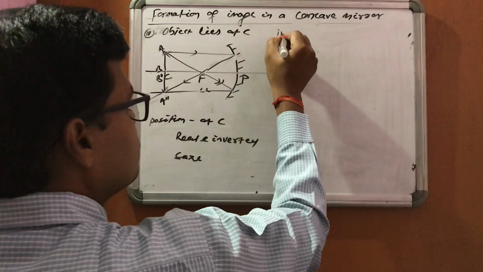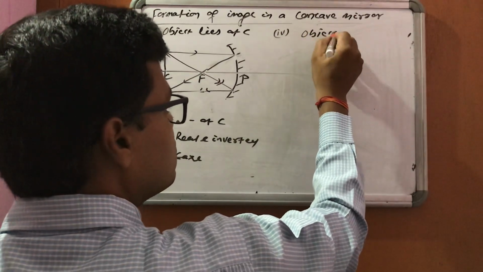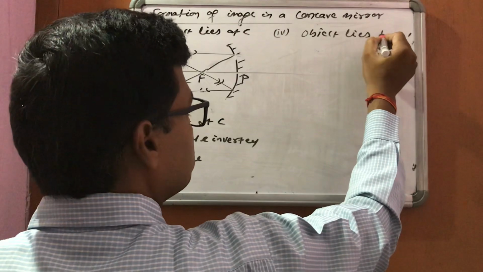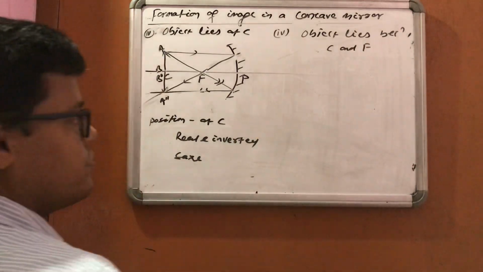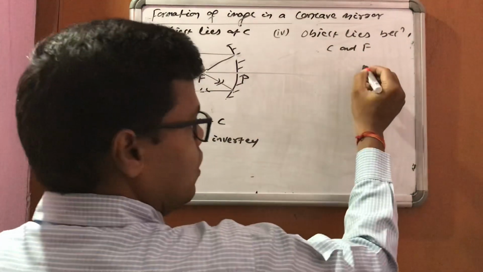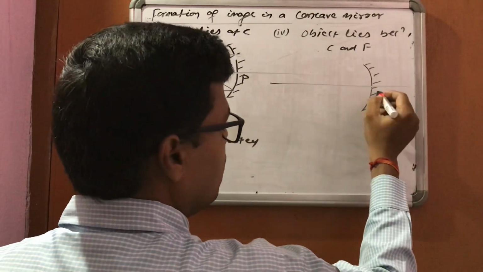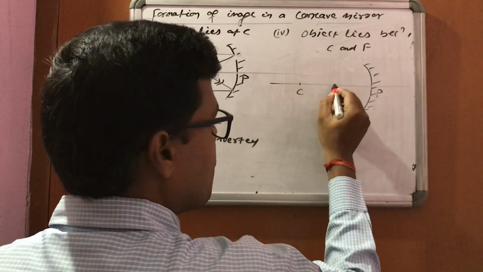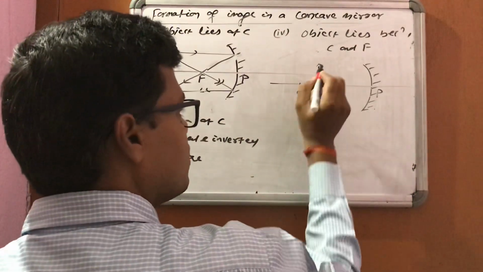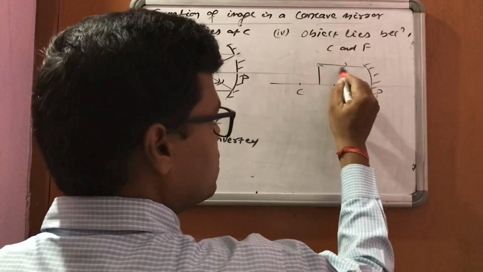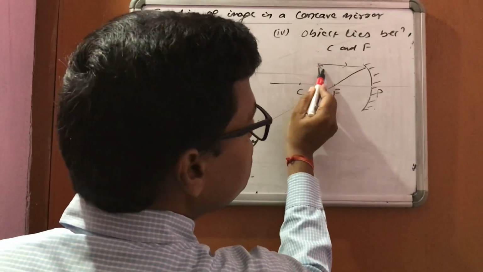Come to the fourth one. Fourth one is when the object lies between C and F. Okay. Very simple. Take these two rays. The light ray coming parallel to the principal axis passes through the focus. The light ray passes through the focus.